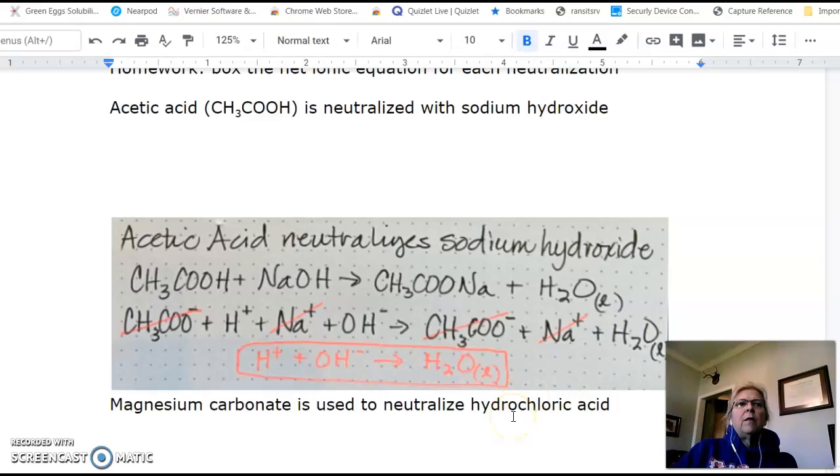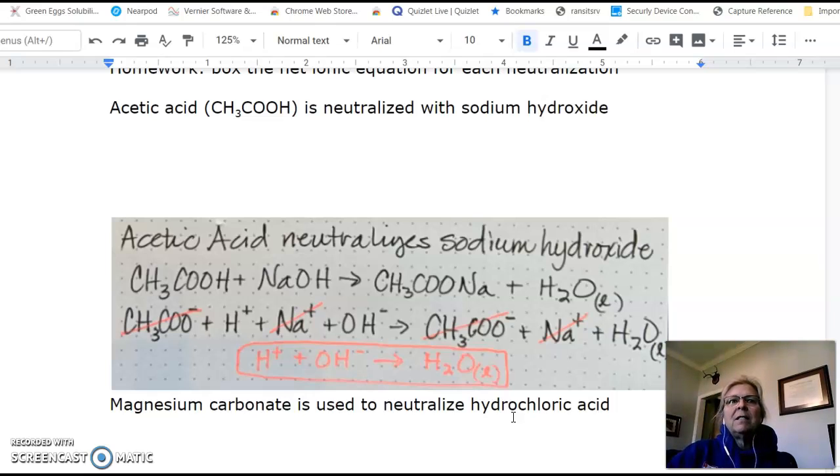Okay, so the correct answer for acetic acid neutralizes sodium hydroxide. We end up being able to write it out: CH3COOH plus NaOH yields CH3COONa. It doesn't matter what side you put the Na on, it does not matter at all, plus water. And so we get to cancel out our CH3COO1 minuses. We get to cancel out our Na1 pluses, and we are left with H1 plus OH1 minus yields water.